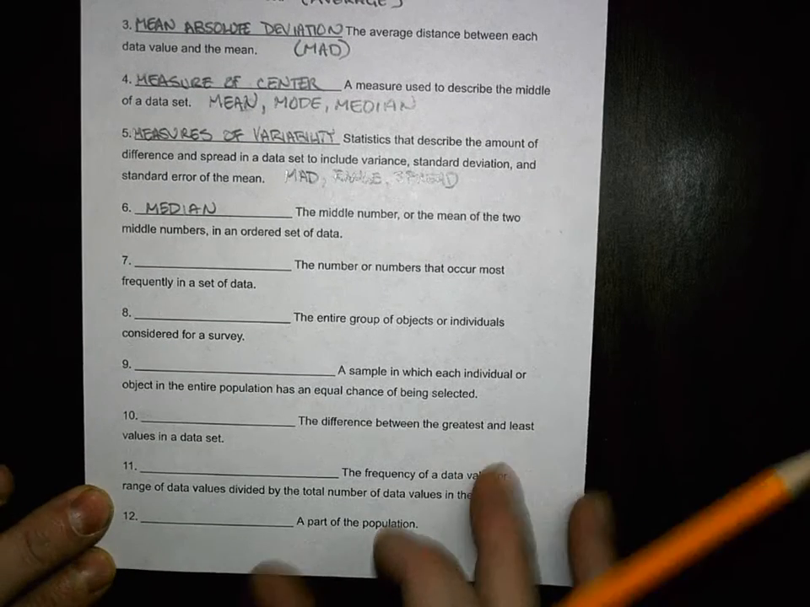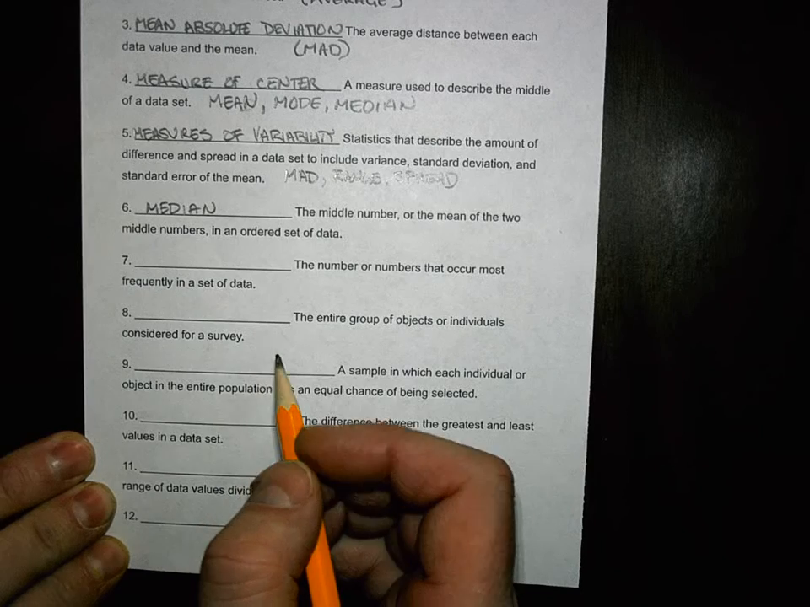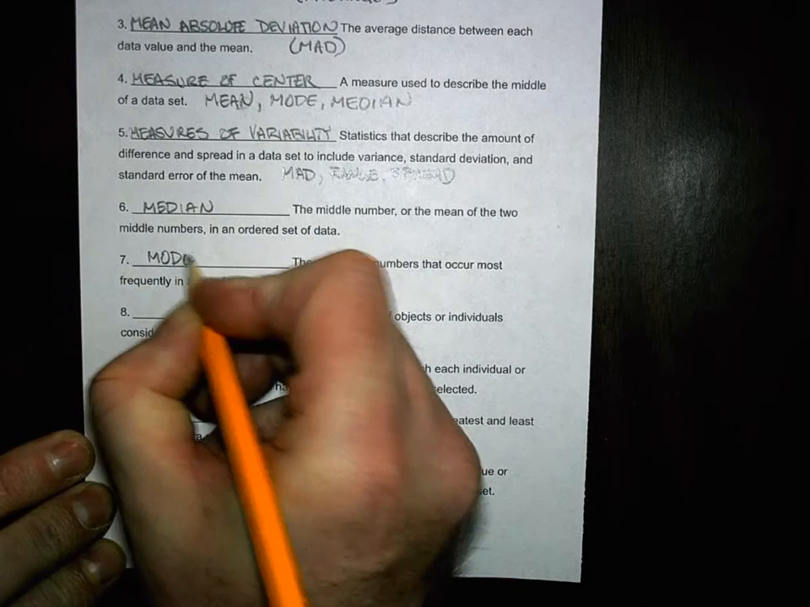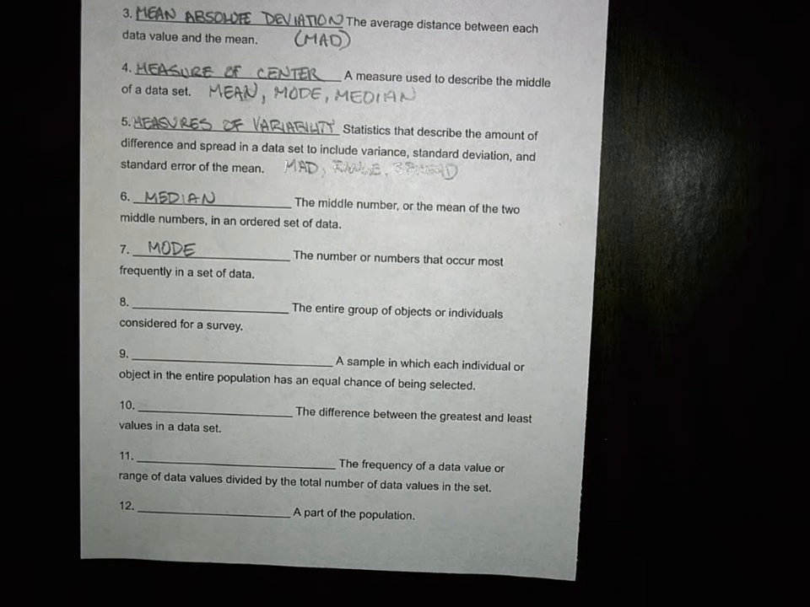All right. The number or numbers that occur most frequently. What do we call that? The mode. So in our data set, what number occurs most frequently? 14. It occurs 4 times.